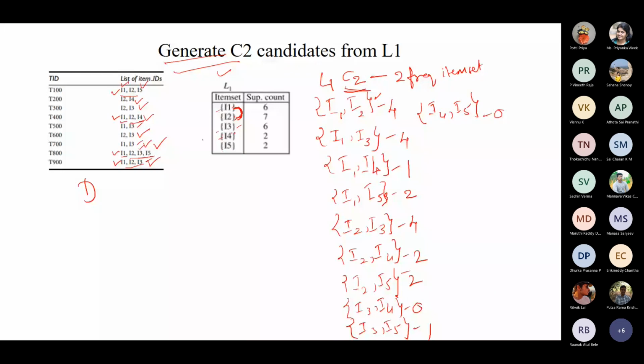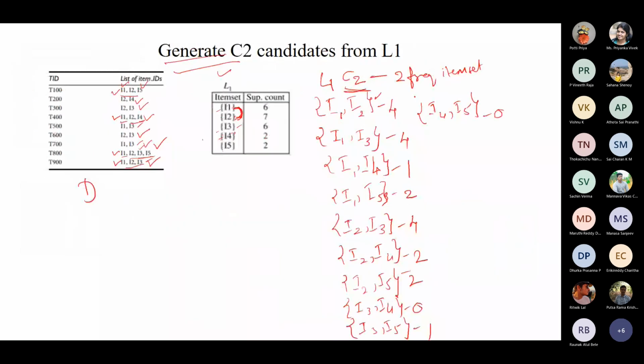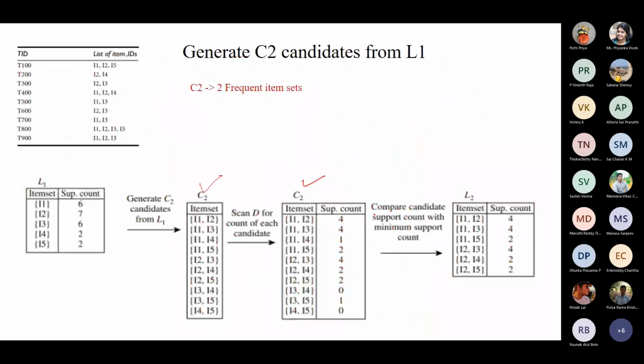calculated their support count. See here, this is C2, and this is C2 with the support count. Next, you have to generate L2. How to generate L2? Compare the candidate support count with the minimum support count. The minimum support count is 2.